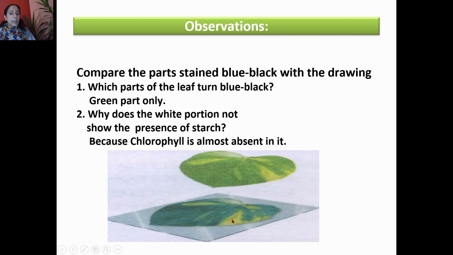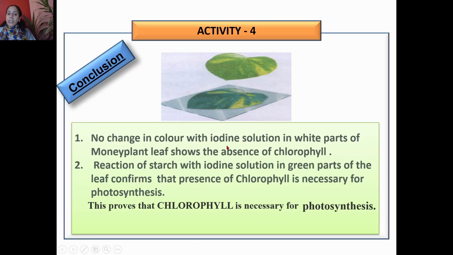They have not shown any color with iodine. They are still yellow. Whereas all green parts of this variegated leaf of money plant, after the experiment, have shown a bluish black color. So this means this green part, the chlorophyll containing part, is responsible for photosynthesis and is necessary for photosynthesis.